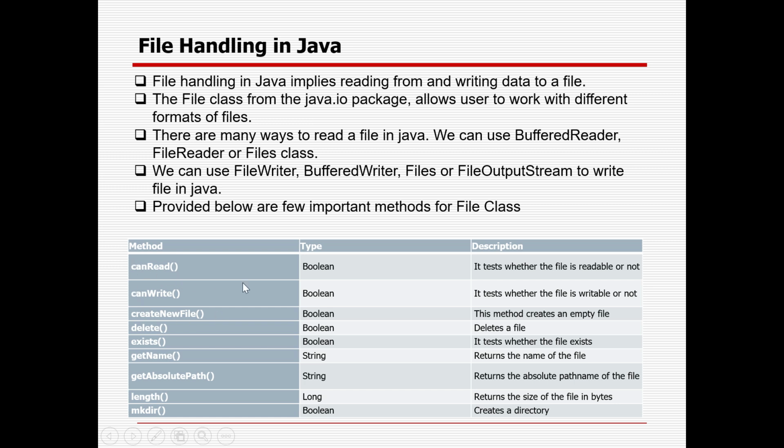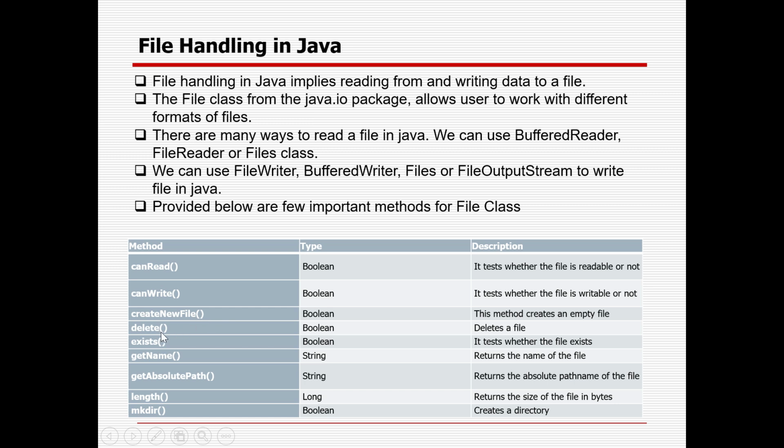So canRead. What is the objective of this method? It will test whether the file is readable or not. The return type is boolean, meaning true or false will be displayed depending on whether you are able to read it. Whether you are able to write it or not, you can check with the help of the canWrite method. You can create a new file with the help of createNewFile.